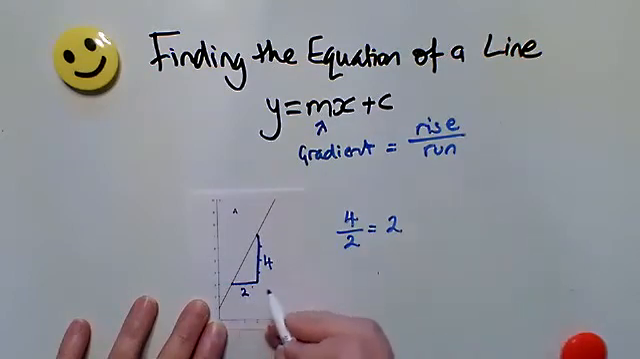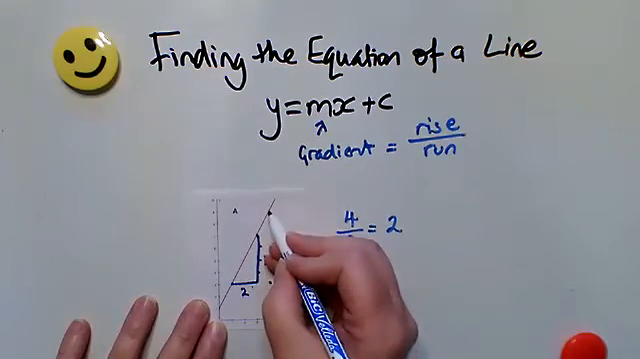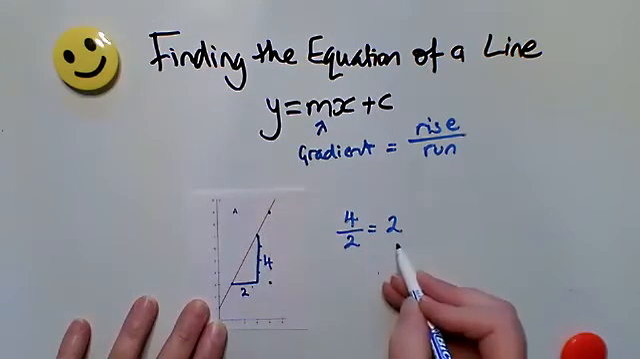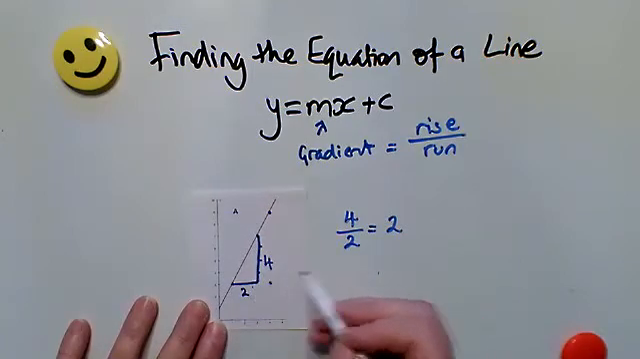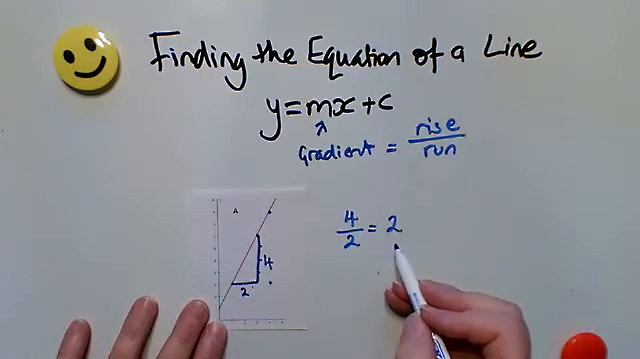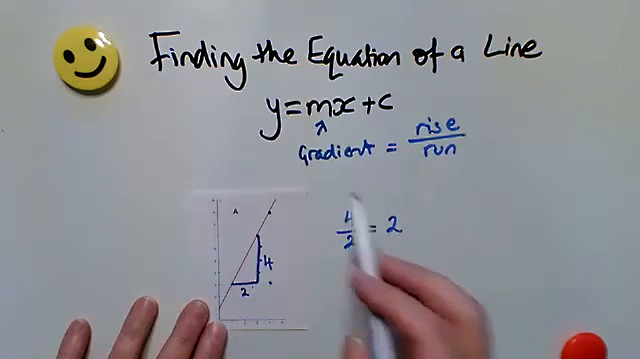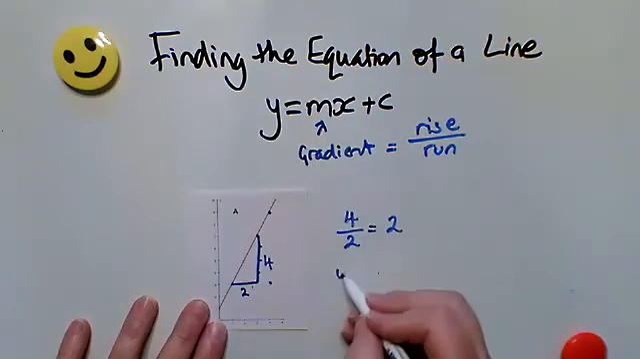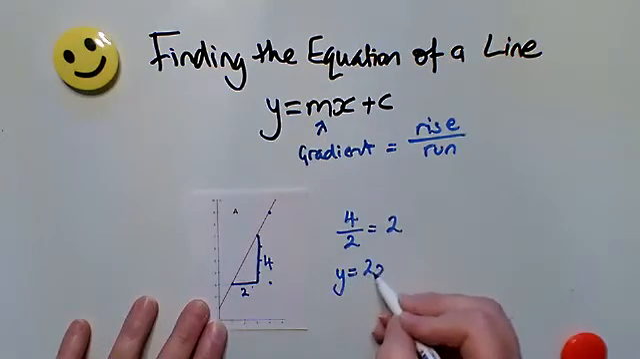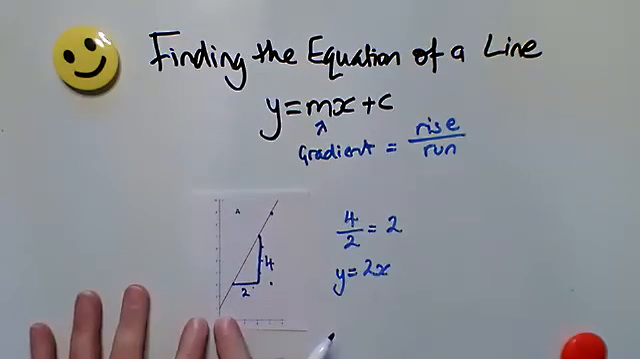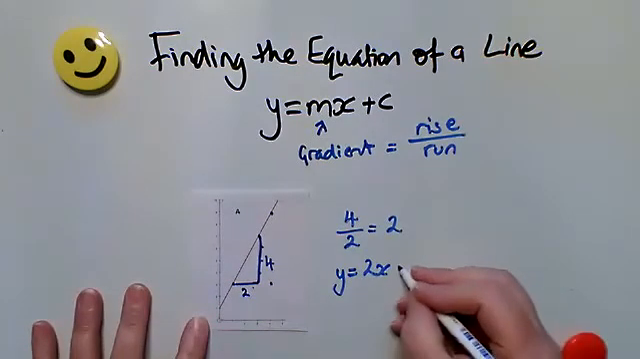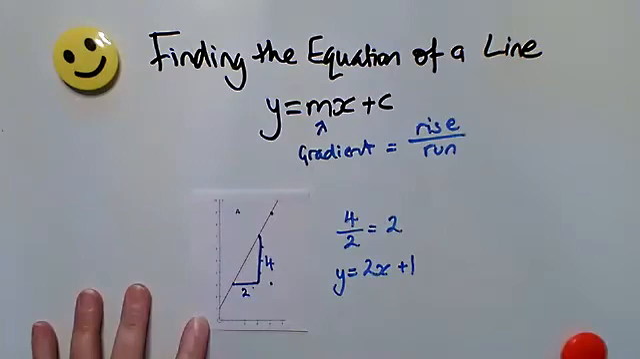Now I could have drawn a bigger triangle and I could have gone 3 along and then I'd have gone 6 up. 6 divided by 3 is still 2. There's nothing magic about the size of the triangle or where you draw it. Because it's a straight line, the gradient will be the same at any part on the line. So now we know what our m is. So y equals 2x. The plus c, this is the easier part. This is where it's crossing the y-axis. And in this case, it's crossing the y-axis at positive 1.